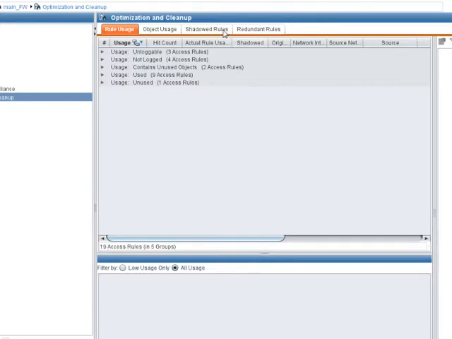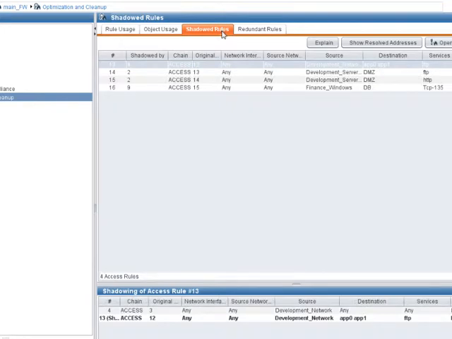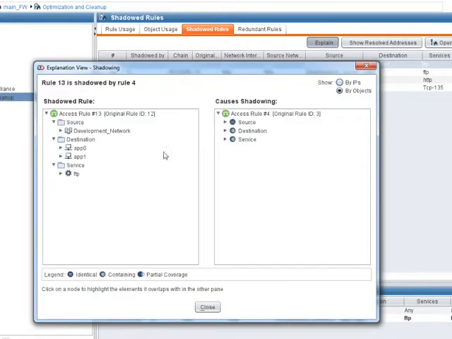The first component deals with overlapping rules. Overlapping rules are also broken into two sections, shadowed and redundant rules. Shadowed rules are rules where a broad rule is completely eclipsing a more narrowly written rule further on down the rule chain. Here's an example.